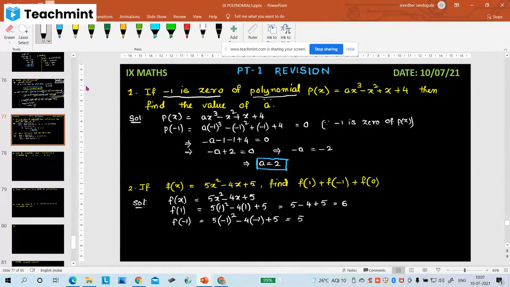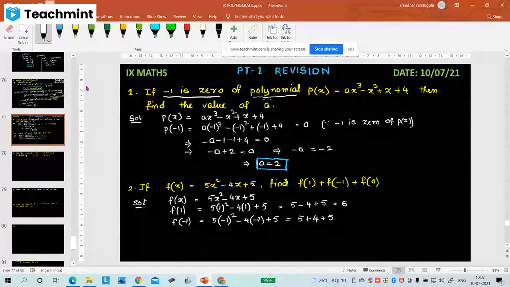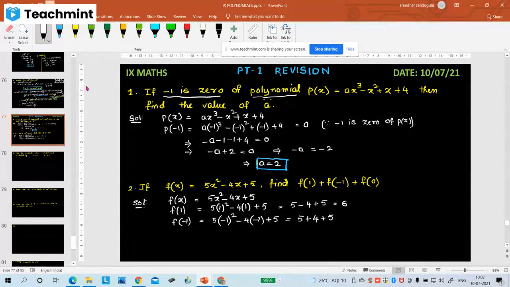Minus into minus plus 4 ones are 4 plus 5. Here always you have to remember one thing, children. When you have something like 5 into minus 1 whole square, you should not multiply 5 into minus 1 first. First, the exponent, that you have to simplify. Then only you are supposed to multiply by the coefficient. Remember, always the exponent has the first preference. Okay, so here 5 plus 5, 10, 10 plus 4, 14 you will get.